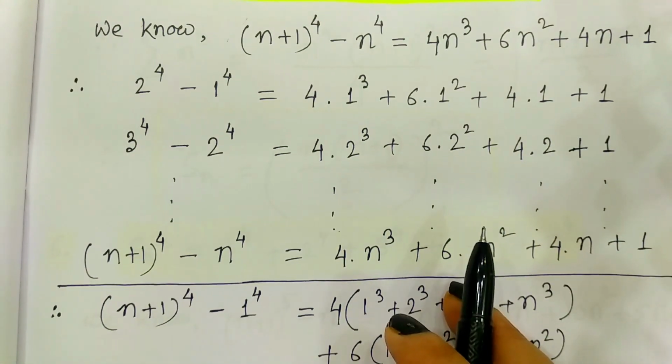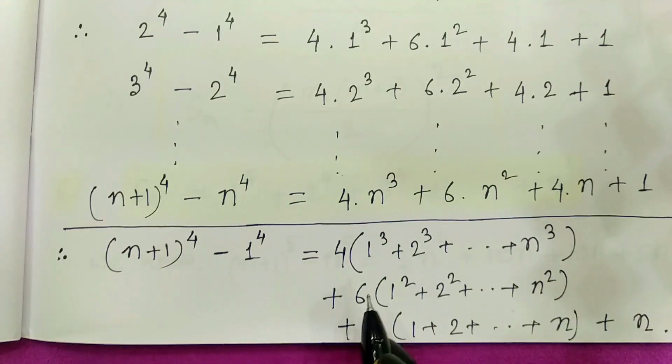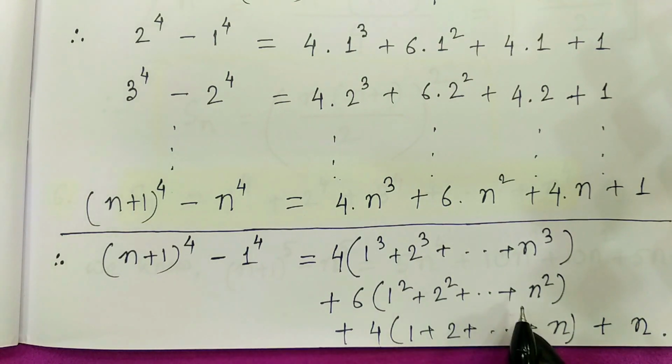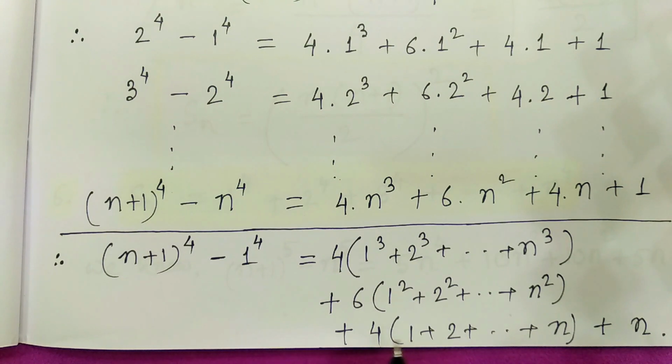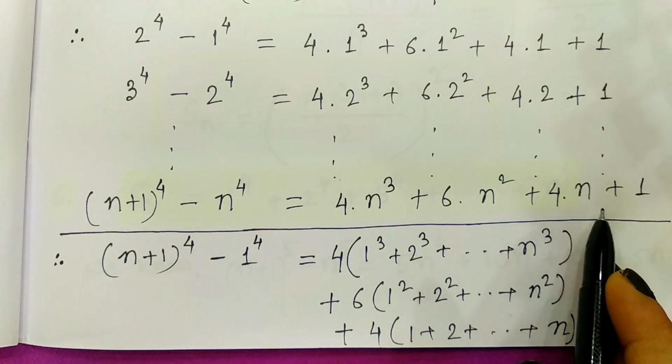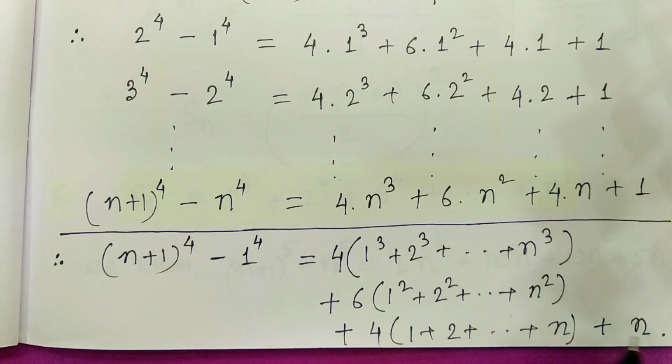From here, if we take 6 common, then we will find 6 into 1 square plus 2 square plus 3 square, in this way n square. From here, if we take 4 common, then it remains 4 into 1 plus 2 plus 1 plus 2 plus 3, in this way up to plus n. And for the last, finally, the 1 for it is plus n.